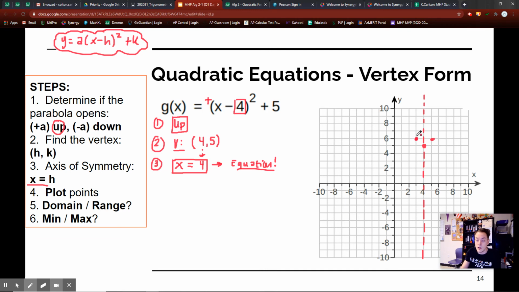I just go over, up 1, and then over 2 and up 4. So 1, 2, 3, 4. These are just the basic points for my parent graph. That's where I'm getting them.